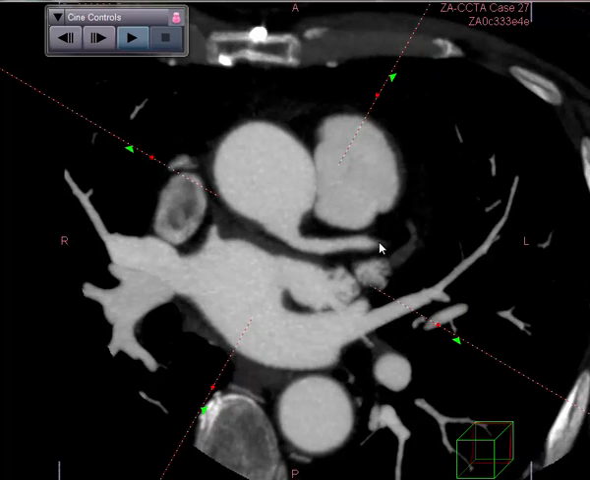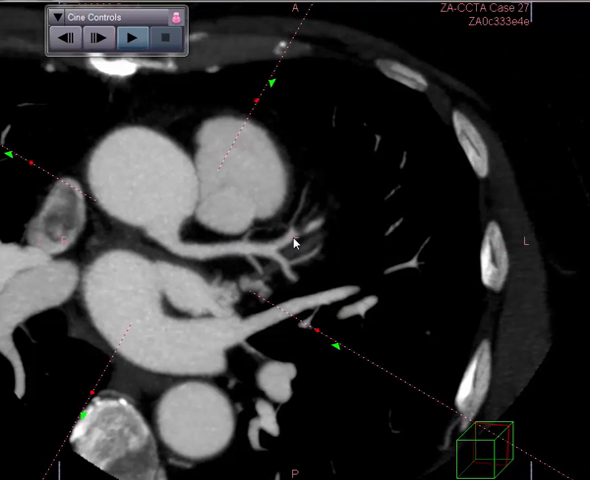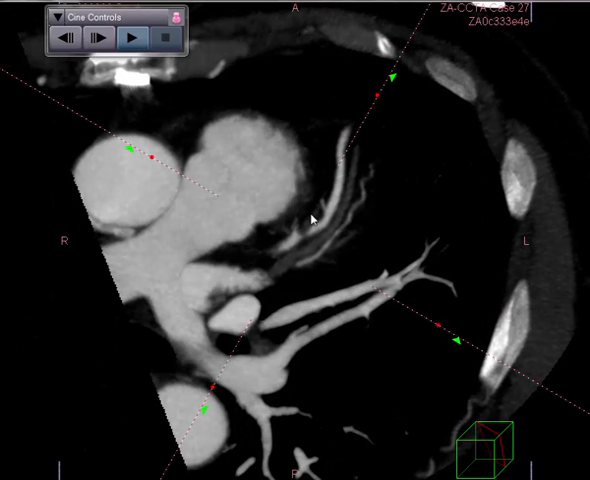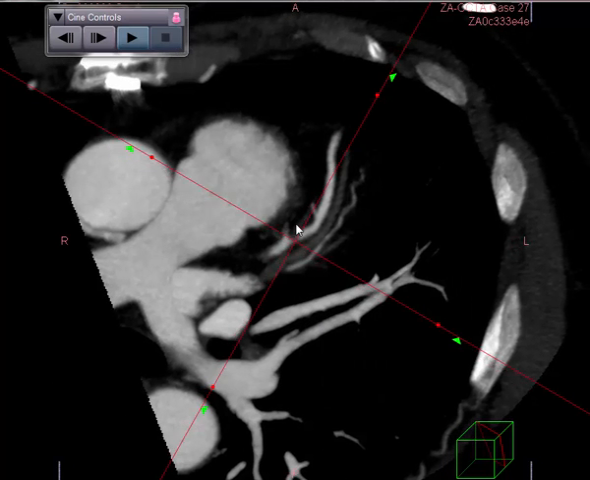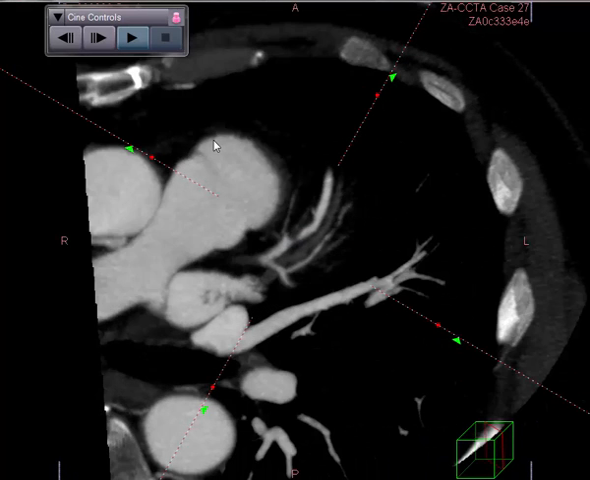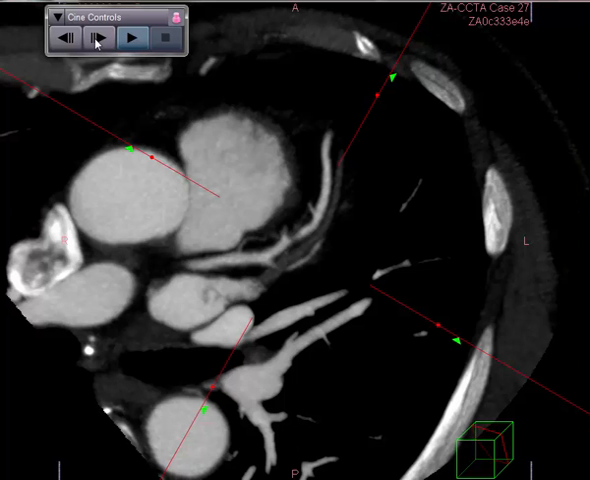As we proceed down the left anterior descending, the proximal portion appears to be normal. When we get to the mid segment, however, even though there's good distal flow, there is clearly an area of eccentric, non-calcified, obstructive plaque disease. Let's be sure by switching through each of the available phases to see if this is a true motion artifact.